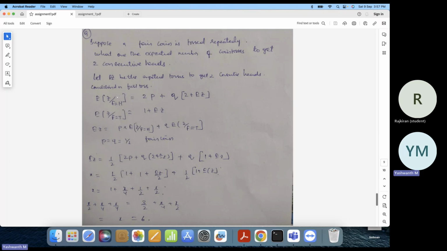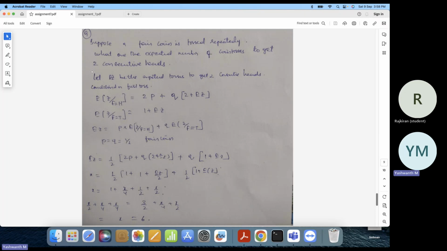So let's say you condition on the first toss, and see if the first toss is head. How many tosses on an average do you need? If the first toss is head and the second toss is also head, with head happening with probability P, the game is done. By two tosses, you're done, because you got two heads. And that happens with probability P.